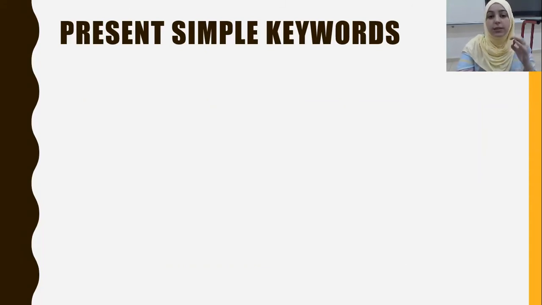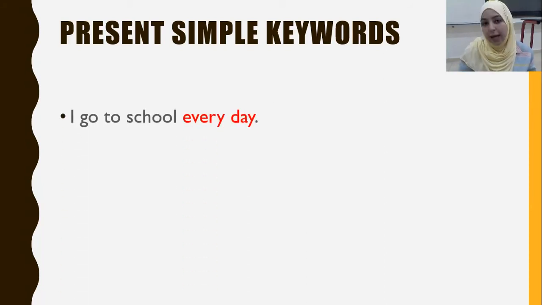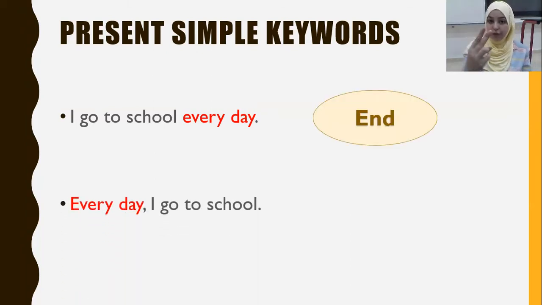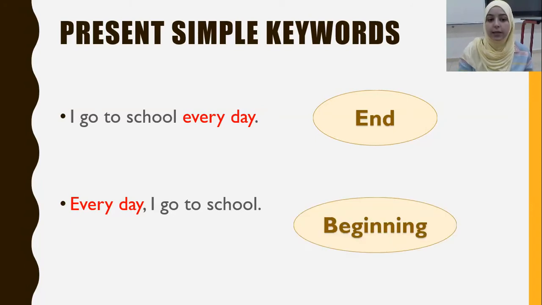Now let's discuss the positioning of these words. So where in a sentence can I use this keyword? In the beginning, in the middle, or in the end? Let's see a keyword like every day. I can use it at the end of a sentence, saying I go to school every day, or I can flip the sentence and use it at the beginning, saying every day, comma, I go to school. Now I added a comma after every day to separate the two parts of the sentence, to let you know as a reader that I have flipped the sentence.